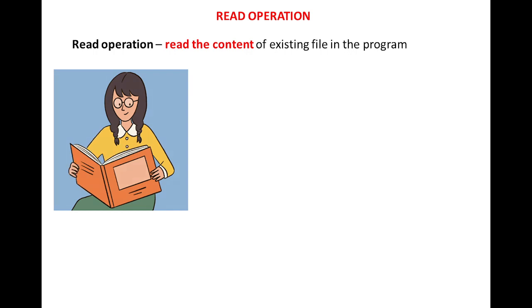If the file exists, then only the reading operation can be done. It normally happens like this: we look for a textbook for reading. If the textbook is available, then only we can perform the reading. If the textbook is not available, how can we perform reading? We cannot do it. So this is a condition actually.